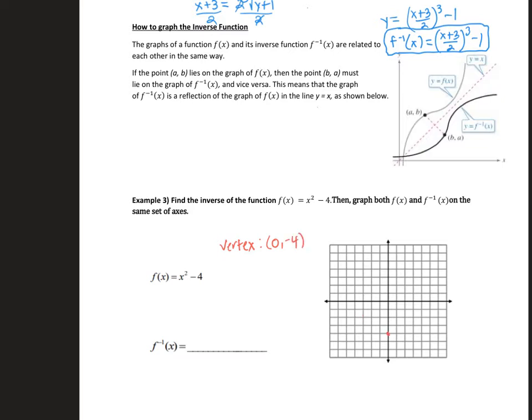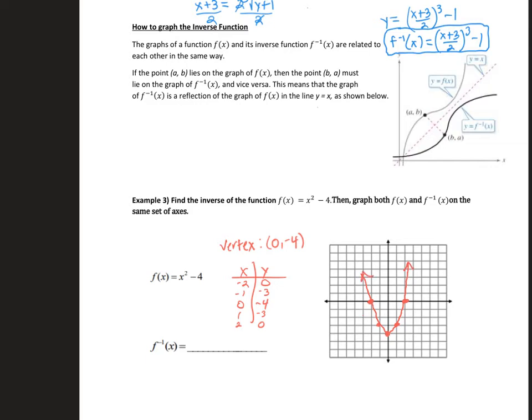1, 2, 3, 4. I'll make a quick table. Put 0, negative 4 in the middle. 2 points to the left would be negative 1 and negative 2. To the right would be 1 and 2. So if I plug negative 2 in, I get negative 2 squared, which is 4, minus 4 is 0. Negative 1 squared is 1, minus 4 is negative 3. And since a parabola is symmetric, I know this has to be negative 3 as well as 0. So we got negative 2, 0, negative 1, negative 3, 1, negative 3, 2, 0. So here is my function for my quadratic, which is a parabola.